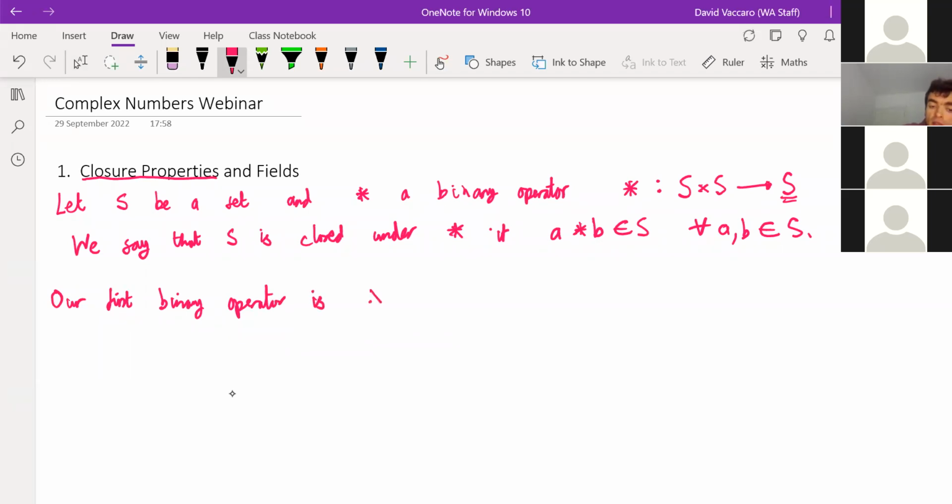is addition. And the first time we meet addition, it maps natural numbers to natural numbers. If I take any two natural numbers, like 2 plus 3, then that gives me a natural number. So we say that N is closed under addition.